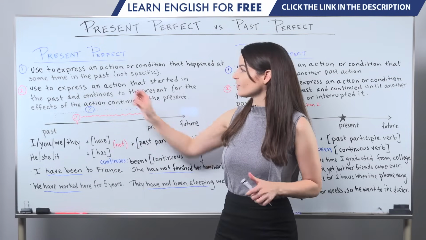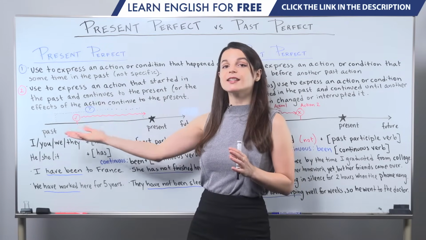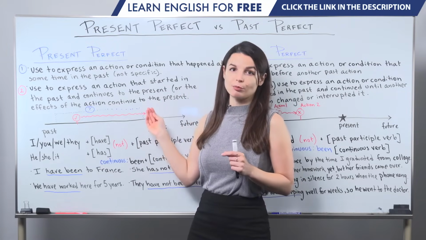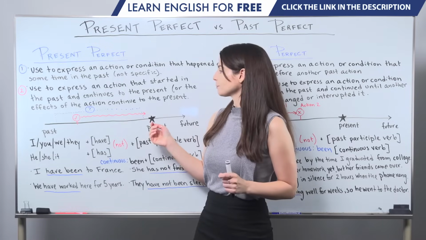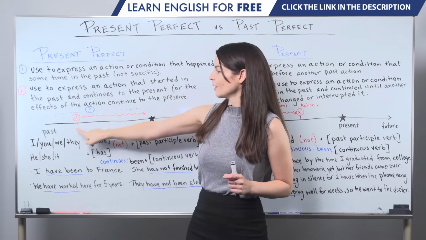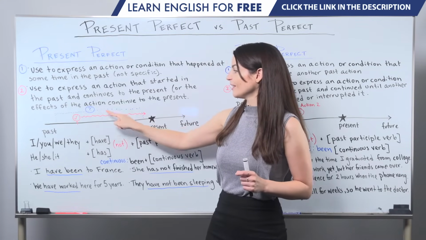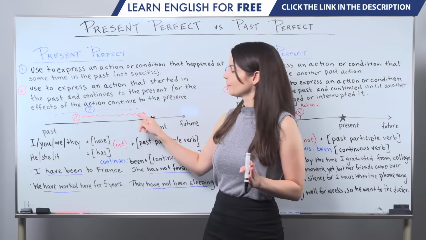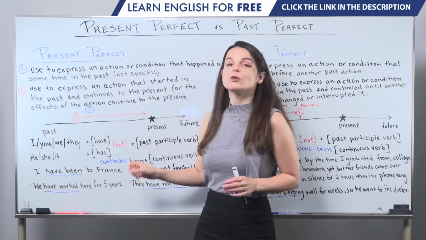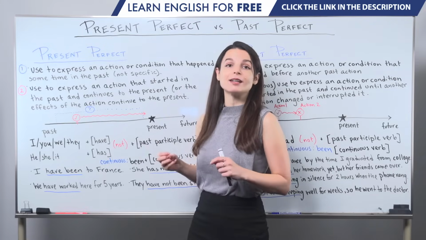Now let's look at the second use of present perfect. We use this to express an action that started in the past and continues to the present, or the effects of the action continue to the present. So what does this look like on a timeline? Here in red is this use of present perfect. So we mark the start point here with this check. And then the wavy line shows the action is continuing. This continues to the present. So this type of present perfect is used to show things that started sometime in the past and that are still true now, or they're continuing now.